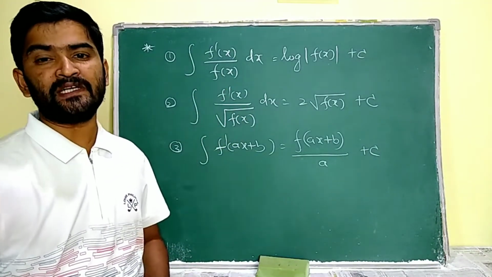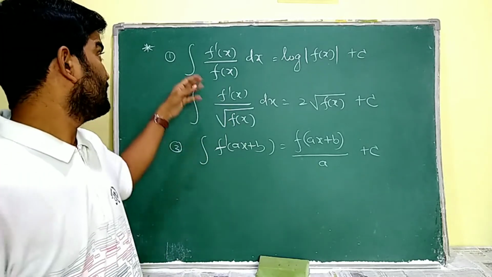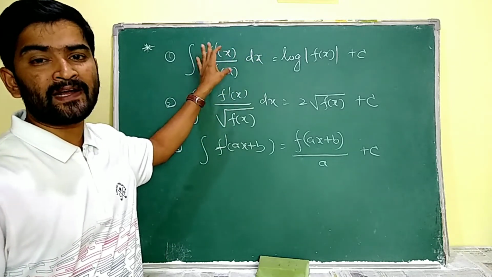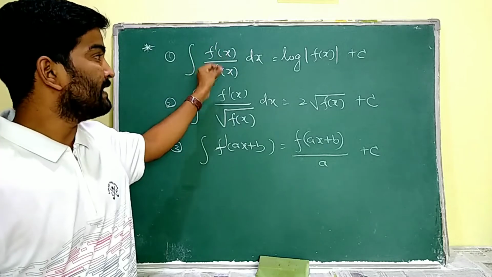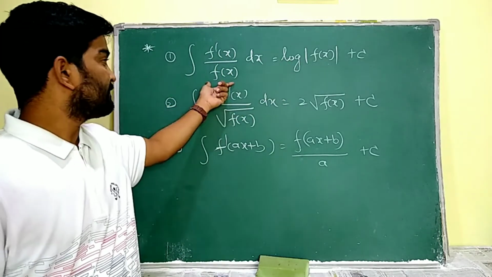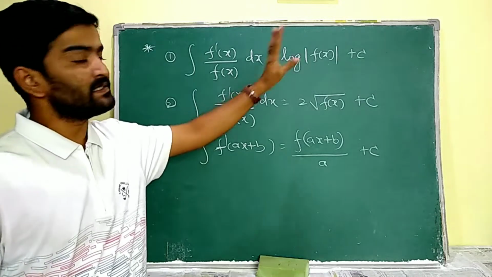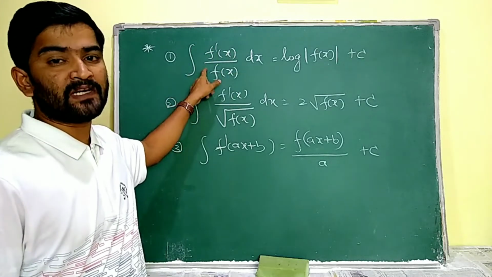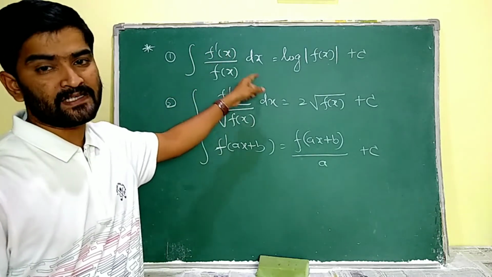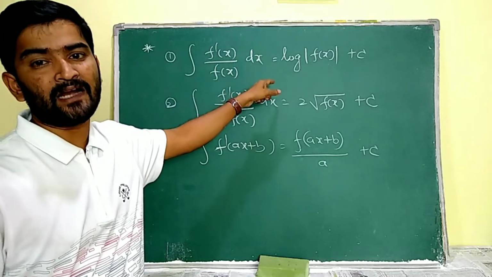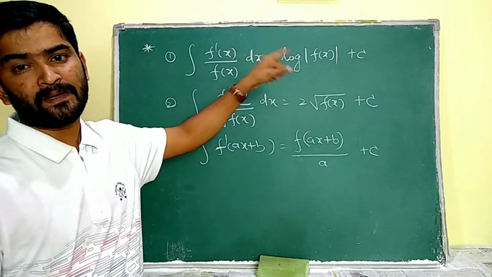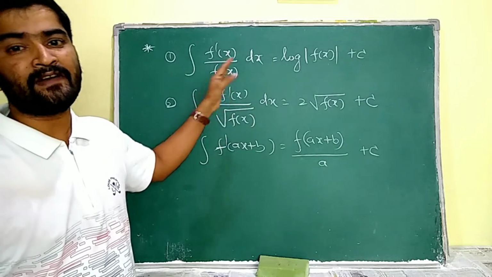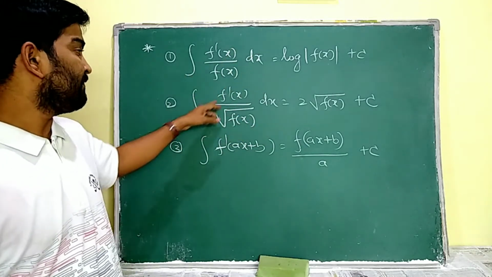Some important theorems to be remembered. These are theorems and also formulas. So integral f dash x by f of x dx. If you are going to find any function in this form, then that value is going to be expressed as log of this function, the value which is in the denominator, plus c. Whenever you are going to find some function in this particular form, that is integral f dash of x by f of x dx, then we are going to express that value as log of that function plus c.